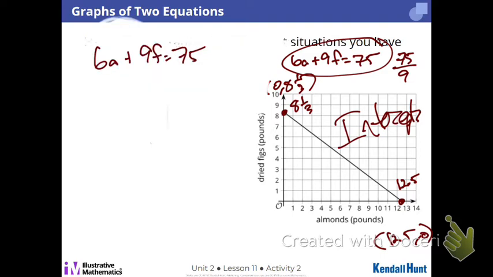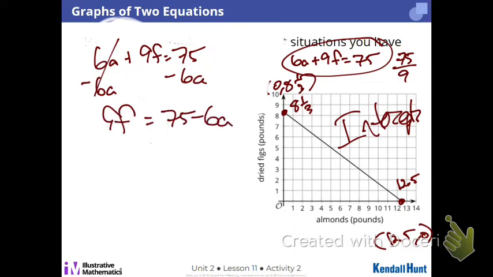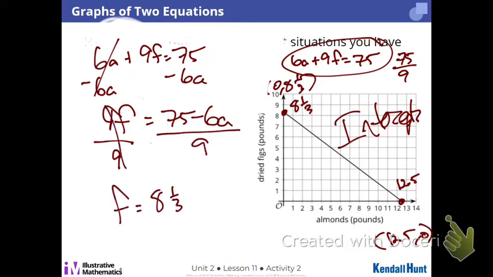Hadley's saying we can get this into the other form because maybe we want to look at the relationship of how it's changing the number of figs we can buy. So you subtract the 6A. And then you divide, because that's the x and you divide the y. So what am I going to do, Hadley? After you subtract the 6A, you divide by 9. To get y equals 8 1/3 minus 2 thirds x, which is A in this case.